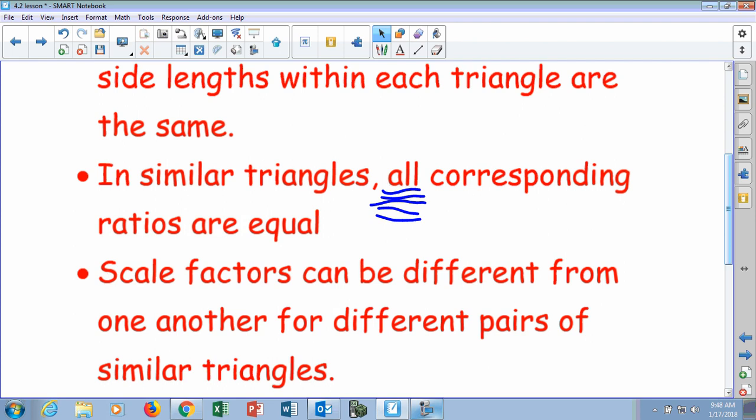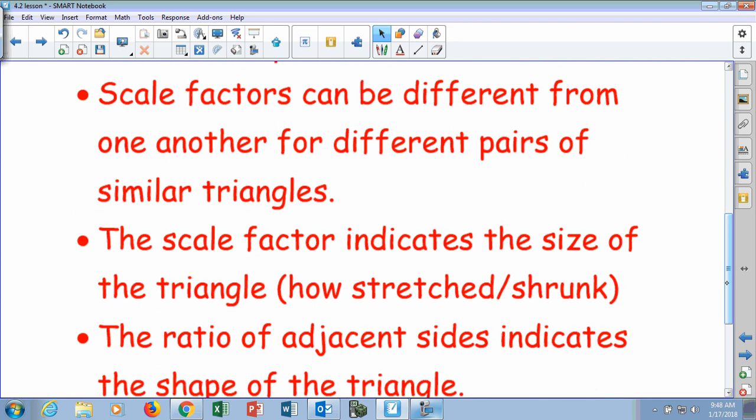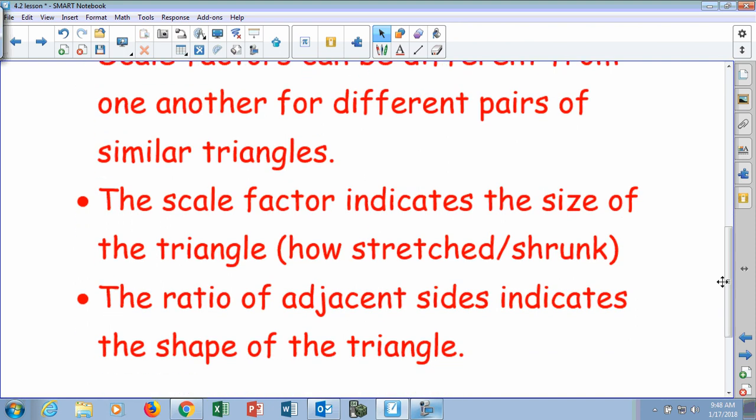The scale factor indicates the size of the triangle. Again, how many times it's bigger or smaller, right? How many times bigger the new figure will be? And then the ratio of adjacent sides indicates the shape of the triangle. Okay? So that's our summary. So, that's 4.2.